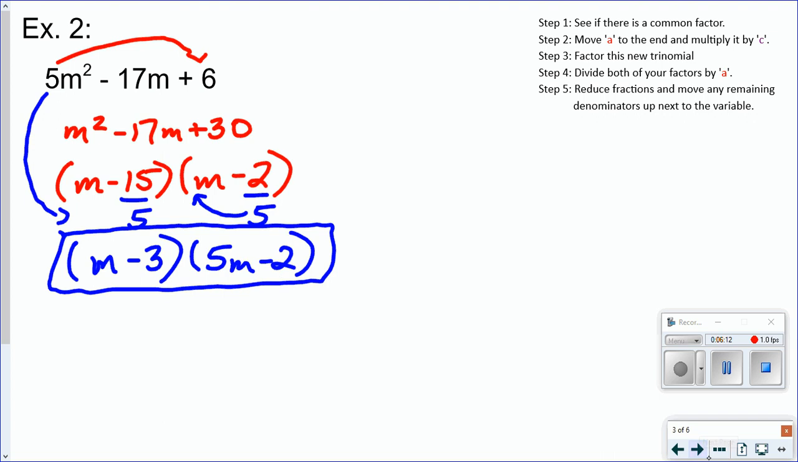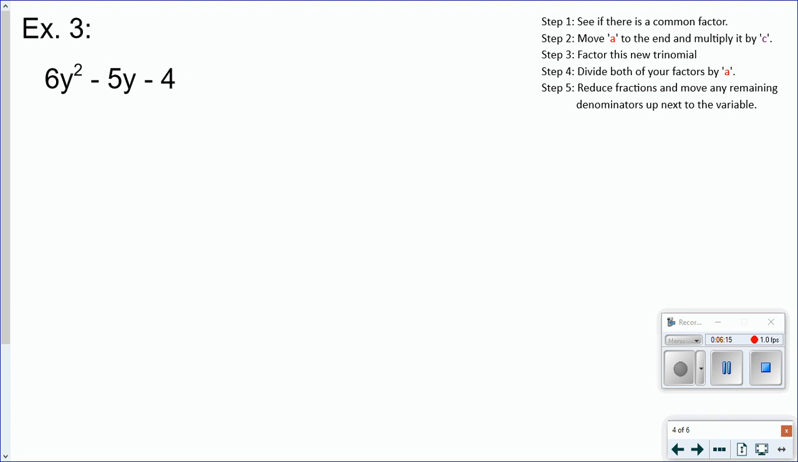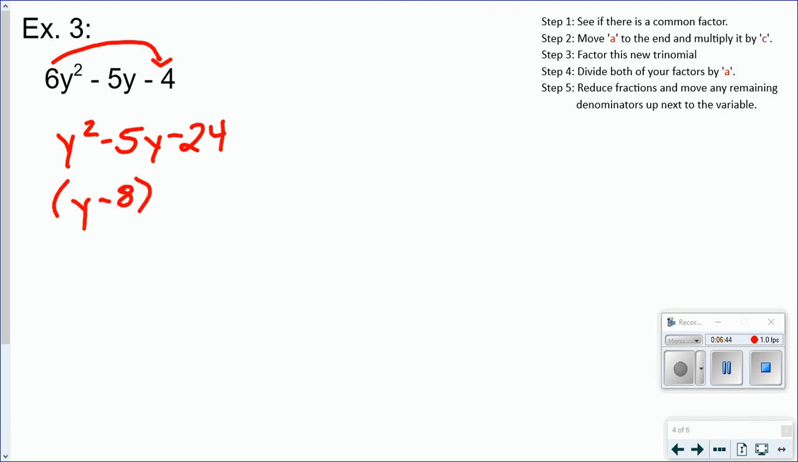All right, so let's look at another example. 6 times 4. It's going to give us 24. So we have y squared minus 5y minus 24. Two numbers to multiply to make negative 24 and add to make negative 5. I know they have to have different signs. So I'm thinking negative 8 and positive 3. So y minus 8 times y plus 3.